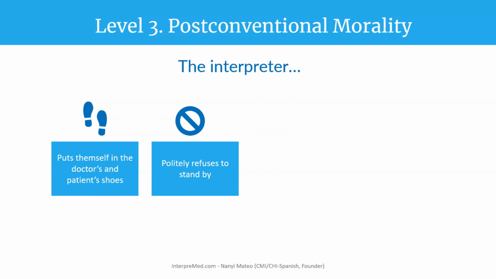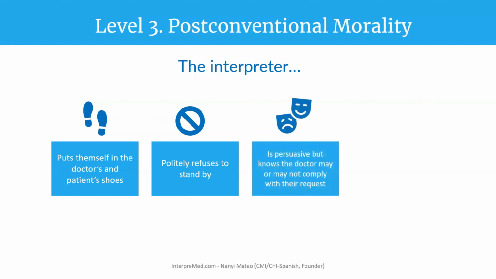The interpreter will also be transparent with the patient and let them know what the doctor asks the interpreter to do, and how the interpreter responds to the doctor. The doctor may or may not comply with the interpreter's request. If they do, then the problem is solved and the interpretation session can continue as usual. If they don't, the interpreter can restate their request in a different way until they convince the doctor.